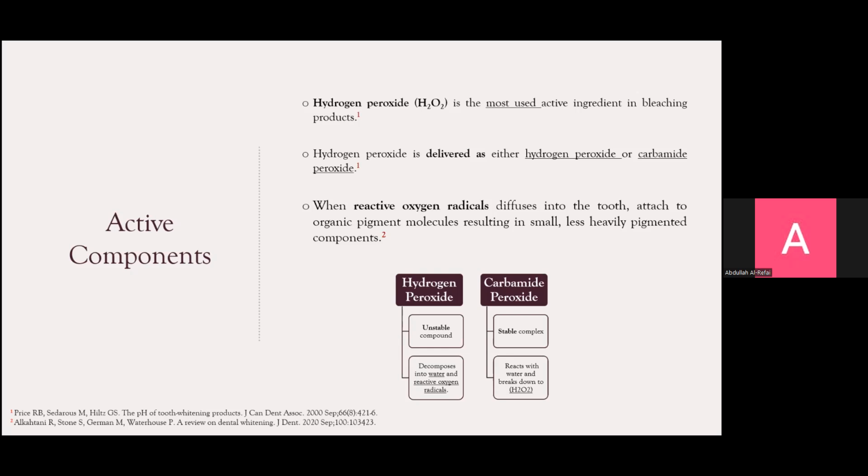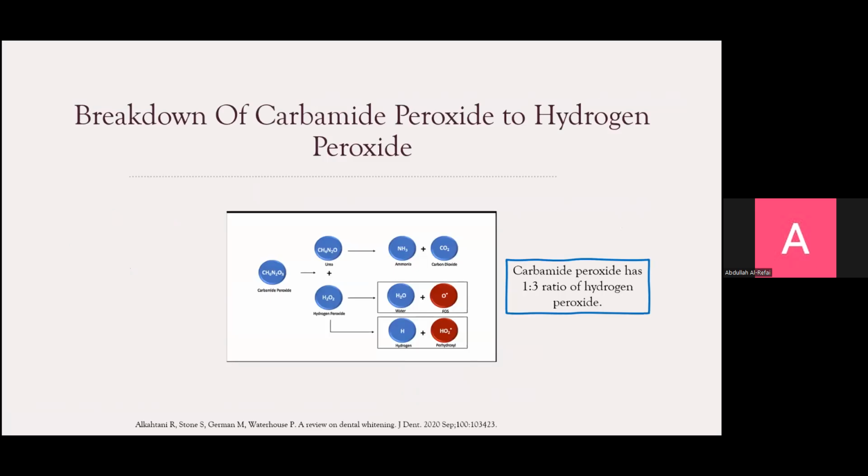Basically, hydrogen peroxide is an unstable compound. It decomposes into water and reactive oxygen radical that will interact with the pigment molecules. However, carbamide peroxide is a stable complex. Usually it reacts with water and breaks down into hydrogen peroxide. So basically carbamide peroxide will react with water in order to produce hydrogen peroxide, as we will see here.